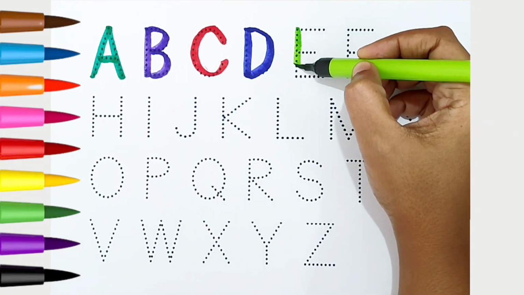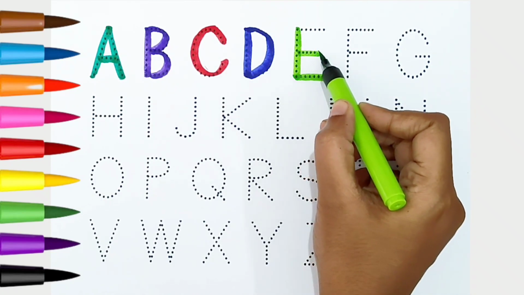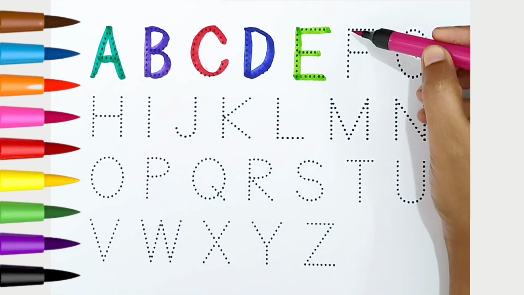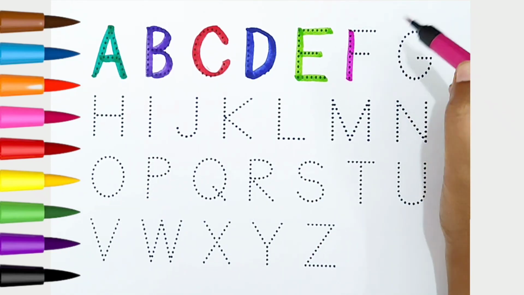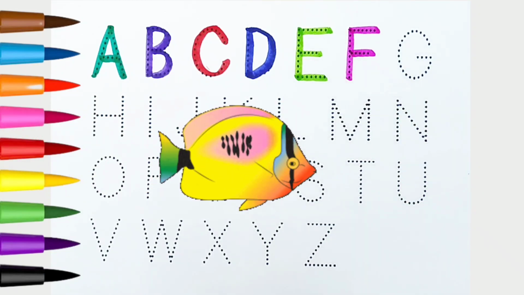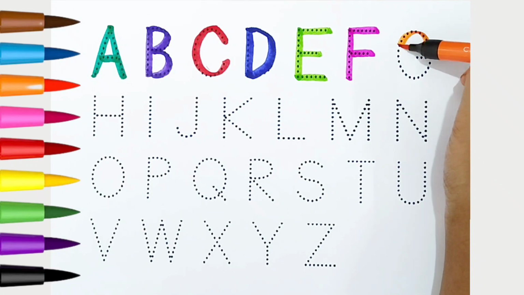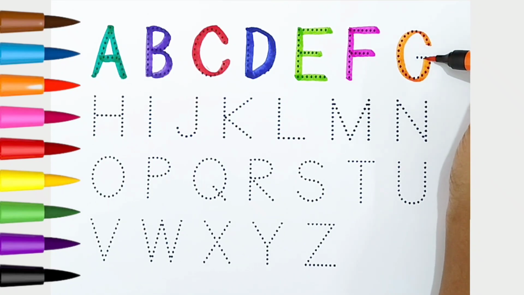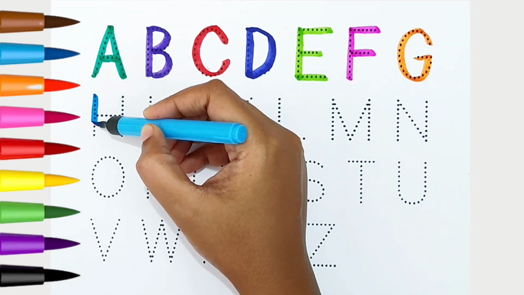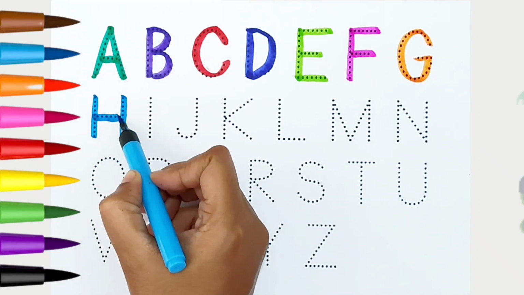donkey. E, light green color. E is for eggplant. F, dark pink color. F is for fish. G, orange color. G is for goat. H, light blue color. H is for helicopter.